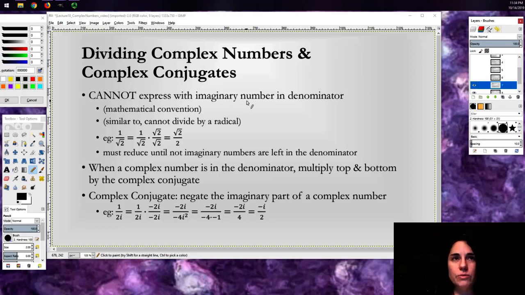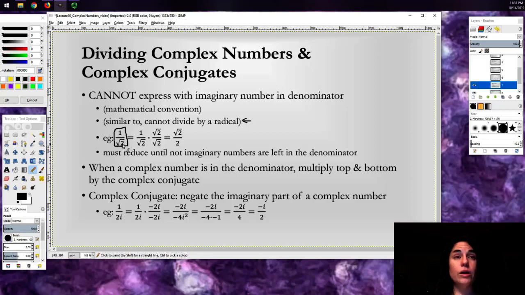We can call one of them up and ask them why. I'm not sure why. The convention here is you cannot express an imaginary number in the denominator. And you may recognize this as the situation where you cannot divide by a radical. It's very similar in terms of notation and expression rules for mathematicians. I'm not exactly sure. For instance, you may get an answer of 1 over root 2.